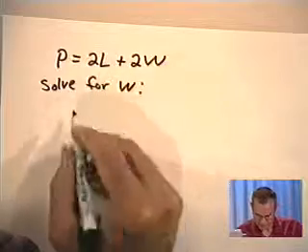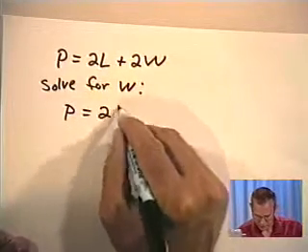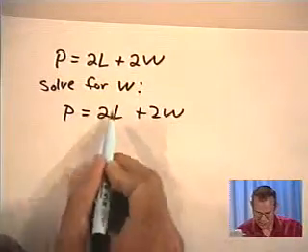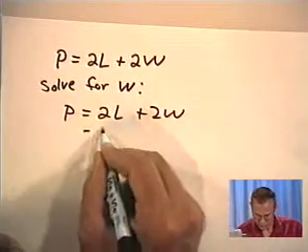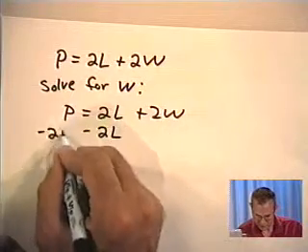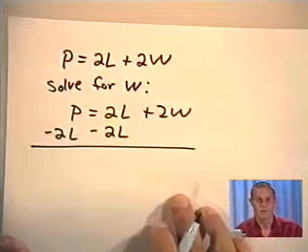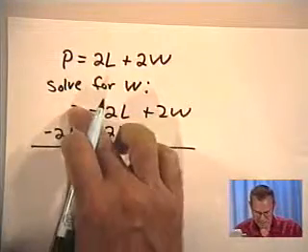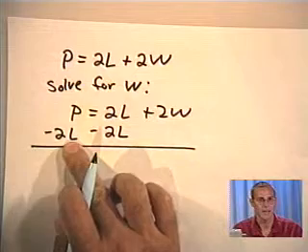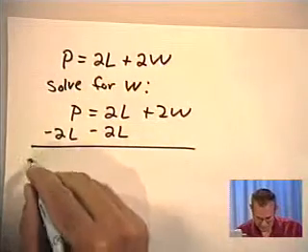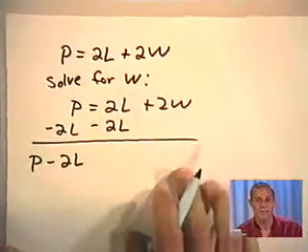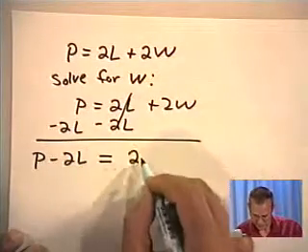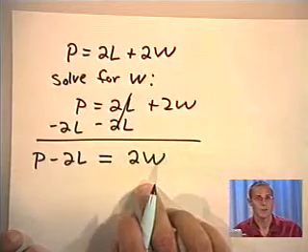So we have to figure out, how can I get the W's on one side? Well, I'll rewrite the problem. Why don't we start by moving this term to the other side? To do that, we can simply subtract 2L from both sides. Now notice, these are not like terms. I have P's and I have L's, so I cannot combine those. So I'll just get P minus 2L on the left. Those cancel, and I'm left with 2W on the right.